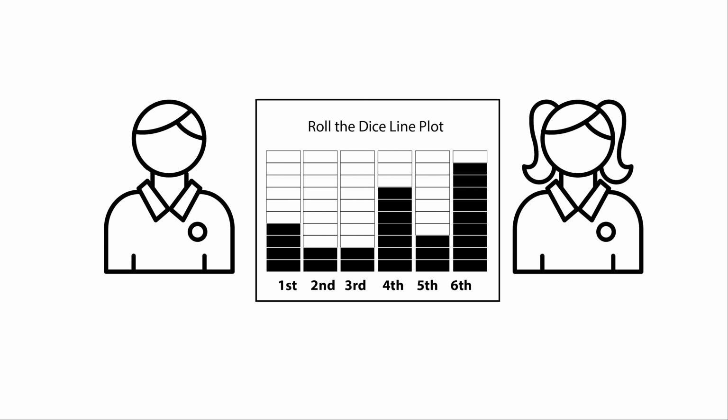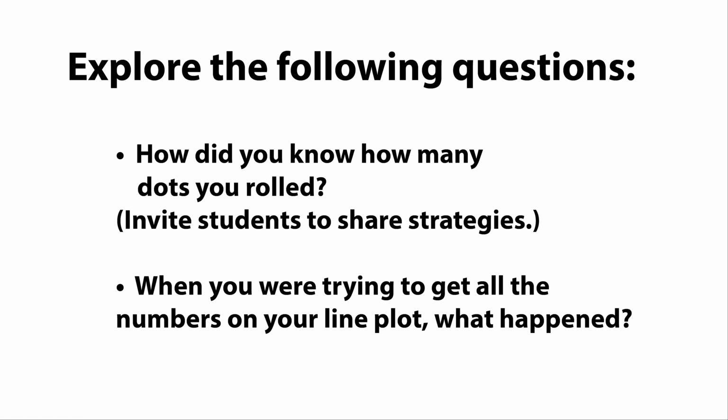Gather students to discuss the following questions. How did you know how many dots you rolled? Invite students to share strategies. When you were trying to get all the numbers on your line plot, what happened? In this discussion, be sure to highlight the ways that students were counting, subitizing, or simply recognizing the number of dots on the face of each die.